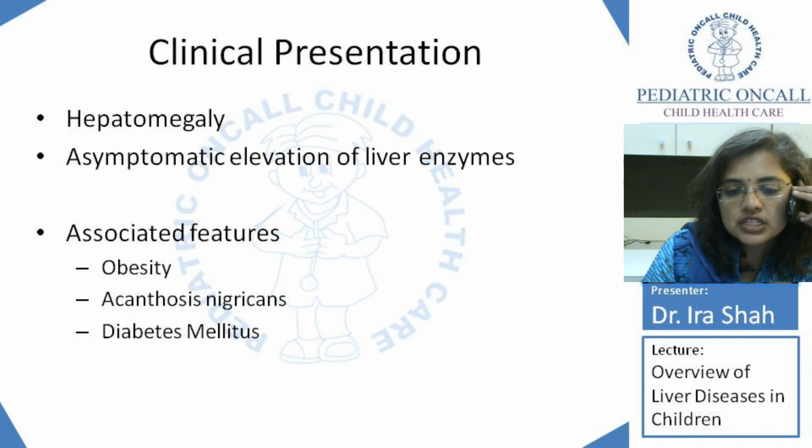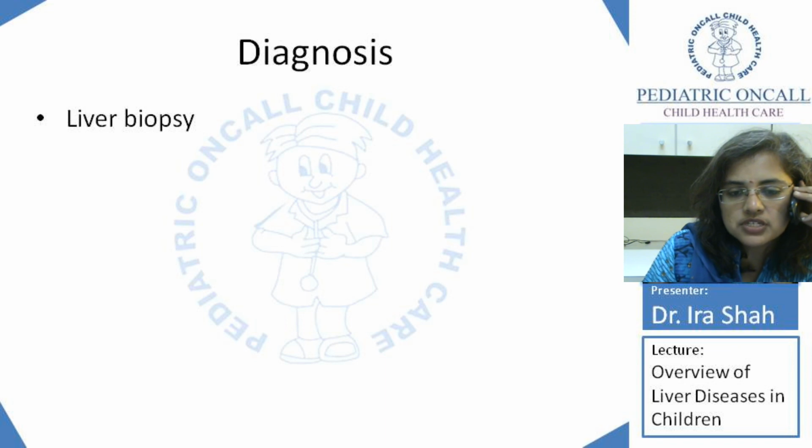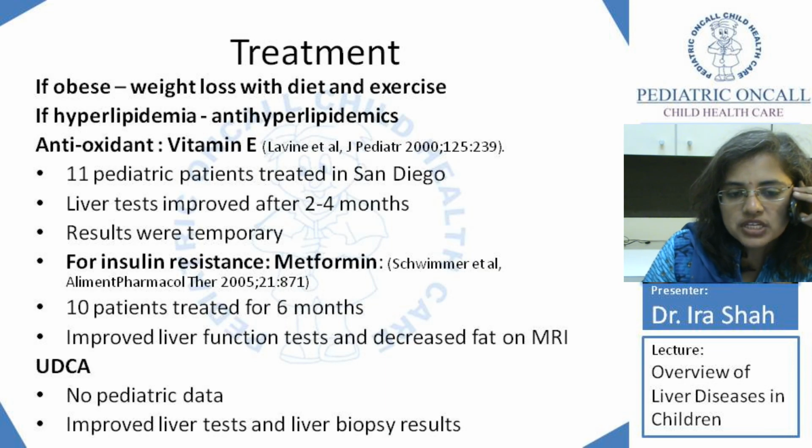They usually present with asymptomatic elevation of liver enzymes and hepatomegaly. Some of them may have obesity, diabetes, or acanthosis nigricans. Diagnosis is based on liver biopsy. And treatment-wise, if obese, they need to lose weight with diet and exercise. If there is hyperlipidemia, we need to give anti-hyperlipidemics. We could give vitamin E as an antioxidant, and we could give ursodeoxycholic acid, which can improve liver functions in these patients. So don't forget NASH. This is an upcoming entity of chronic liver disease in children.